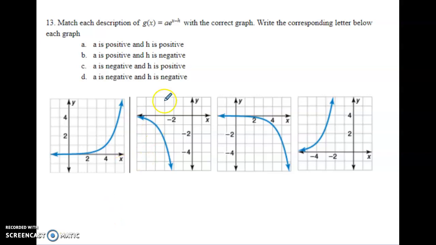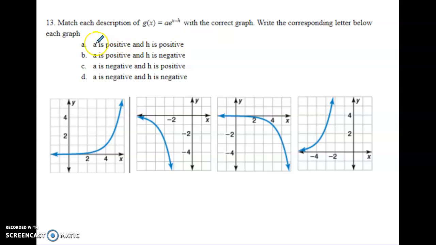Okay, so now what we're looking at is we're matching A, B, C, D to the graphs down here. So notice this is an exponential function. A is the multiplier, what's multiplied in front of the exponential function, e to the x minus h. This h right here, the formula is x minus h. So when we look at the h on here, we have to remember that it's being subtracted.